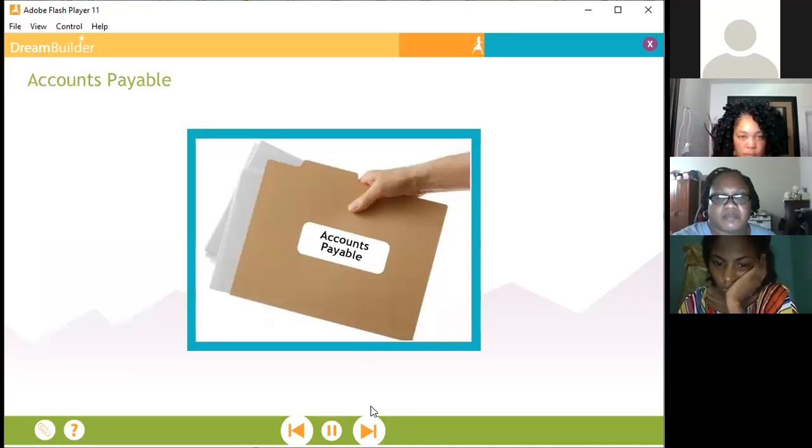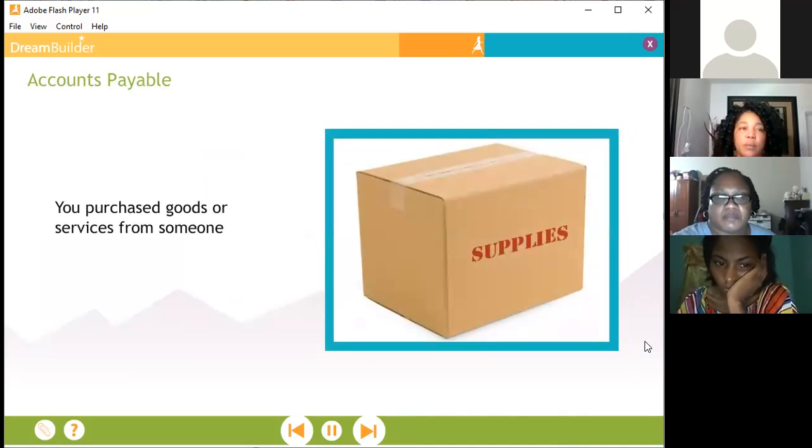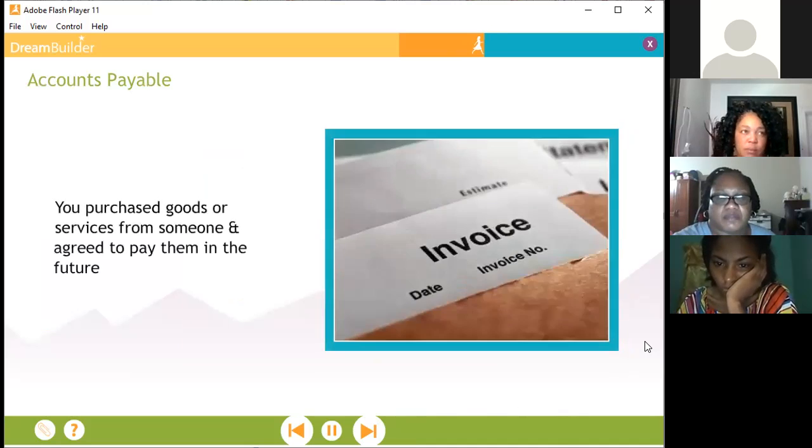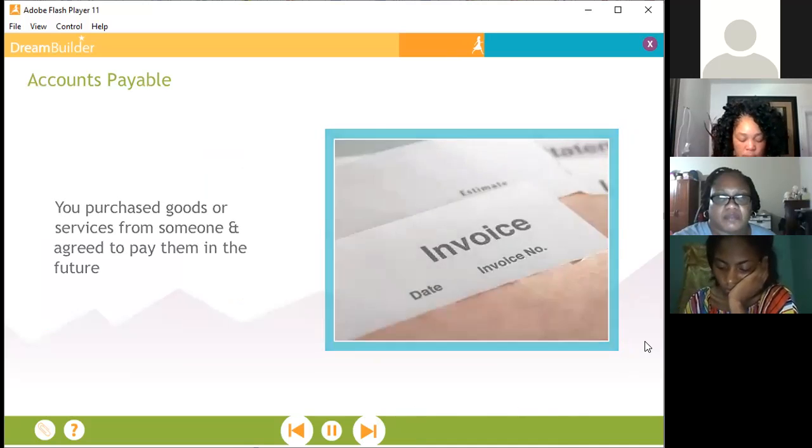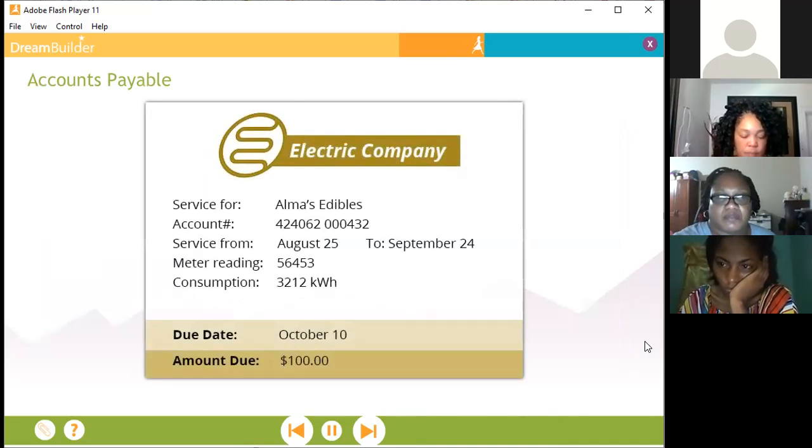The first of these items is called accounts payable. An account payable just means that you purchased goods or services from someone and agreed to pay them in the future. For example, my electric company sends me a bill for the electricity my business used last month. That bill tells me the amount that I have to pay and the date that I have to pay it by. This is an example of an account payable.